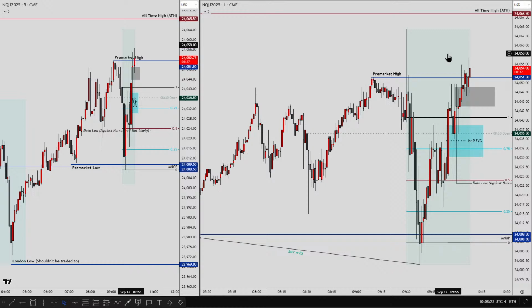If looking at a silver bullet after 10 a.m., would you consider sweeping the relatively equal lows before the fair value gap, if we then create a market structure shift? Wait, let me read that again. If looking at a silver bullet after 10 a.m., would you consider sweeping the relatively equal lows before the fair value gap? These ones? I assume you mean these ones.